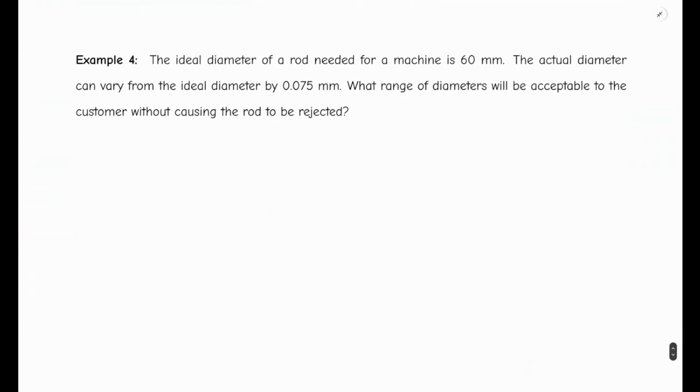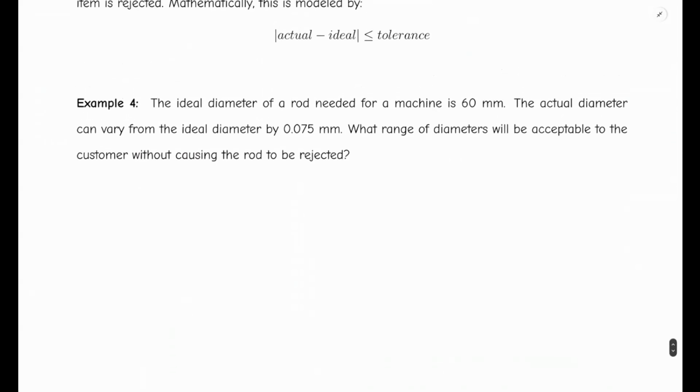The ideal diameter of a rod needed for a machine is 60 millimeters. The actual diameter can vary from the ideal diameter by 0.075 millimeters. What range of diameters will be acceptable to the customer without causing the rod to be rejected? So the inequality would be actual, which we don't know, minus ideal, which is 60, and the tolerance is 0.075.